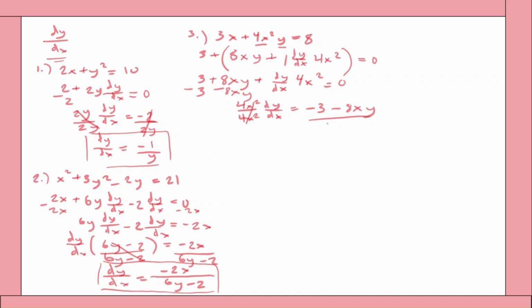Then we're going to divide by 4x squared on this side, and finally we'll get that dy dx equals negative 3 minus 8xy over 4x squared. So like I said, you will usually just get a bunch of terms on one side. That is perfectly fine. All that matters is that everything is correct in terms of moving things over.